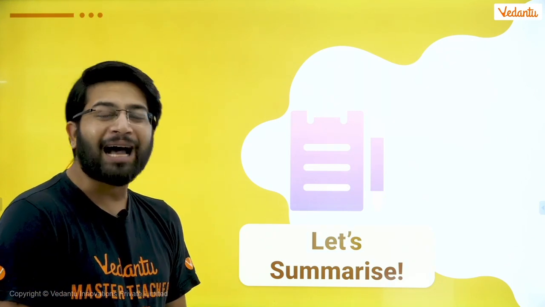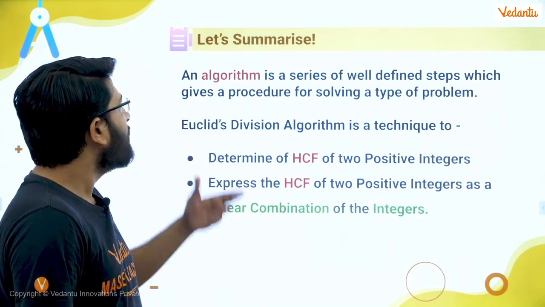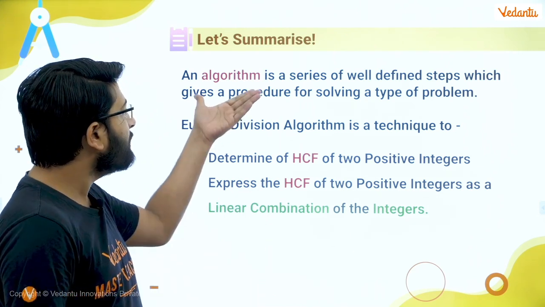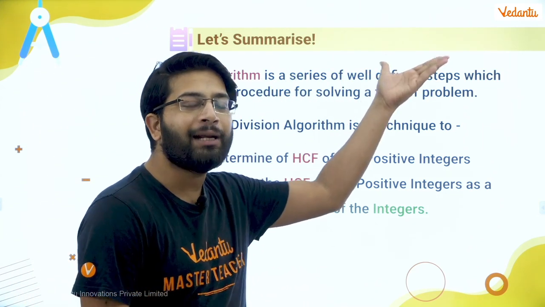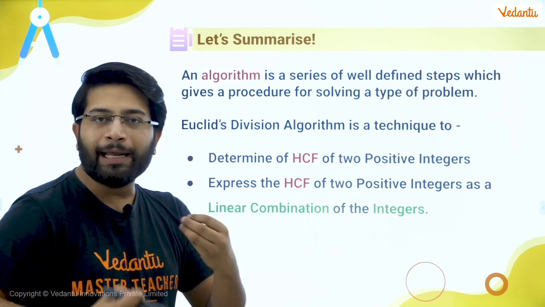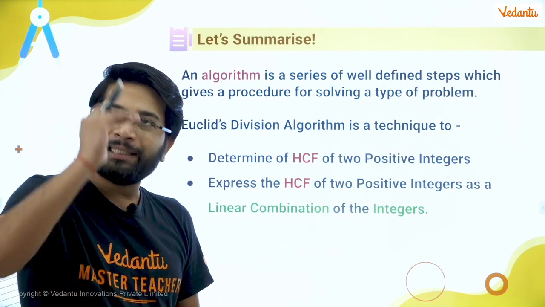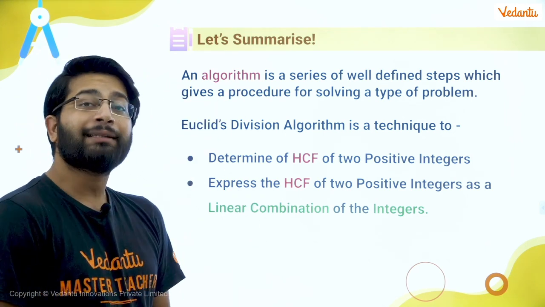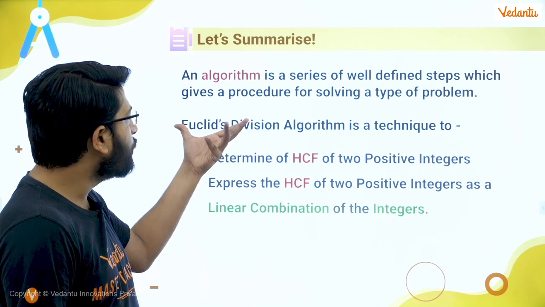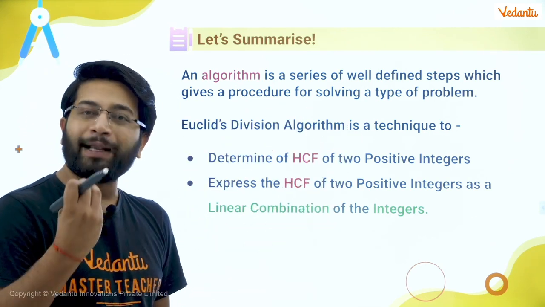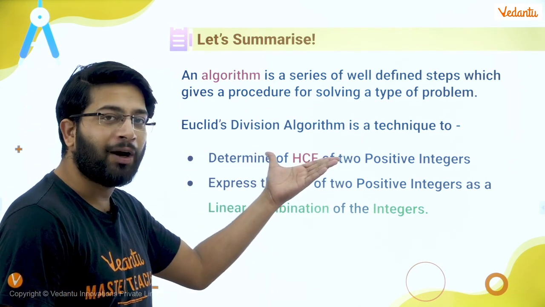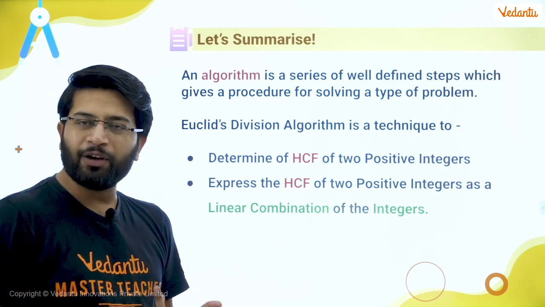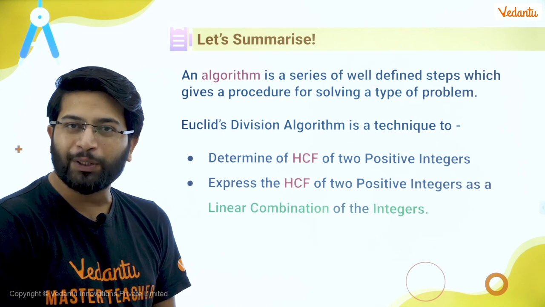So now let's summarize our class, champions. In this class, first of all, we understood the meaning of algorithm. An algorithm is a series of well-defined steps. To solve any problem, I have to follow a series of well-defined steps, and that is known as my algorithm. Then we have seen that we can use the Euclid division algorithm to find the highest common factor of large numbers. How? Simply by dividing until we get remainder equal to 0.